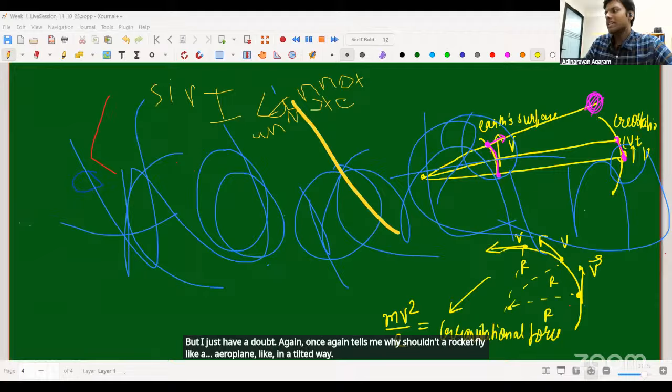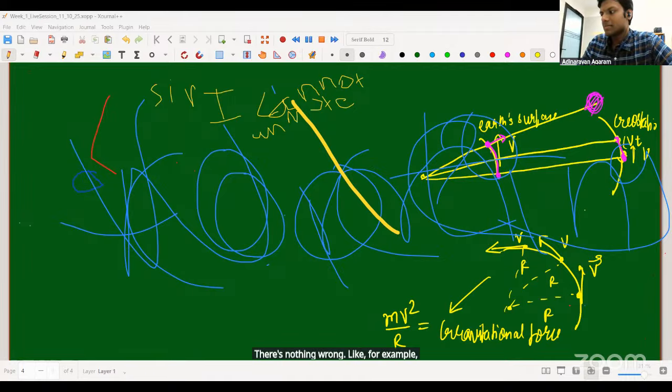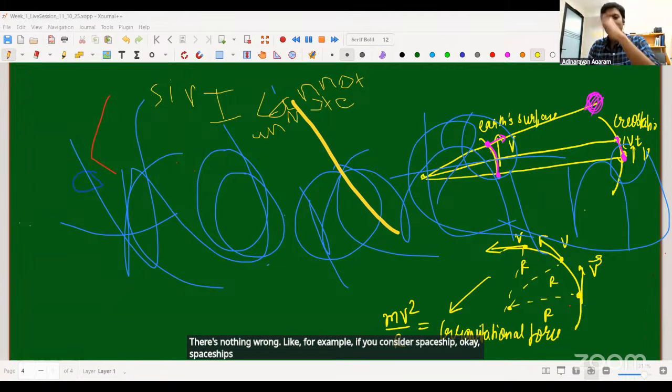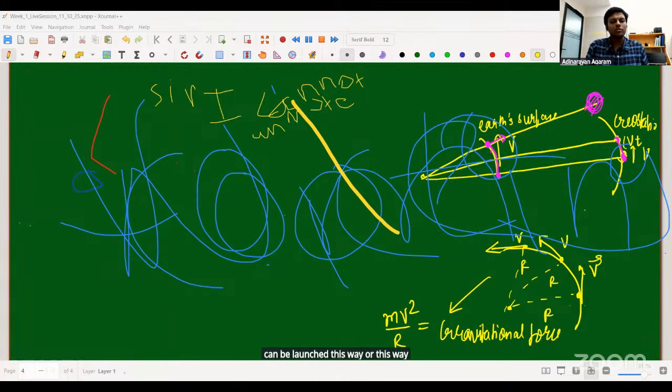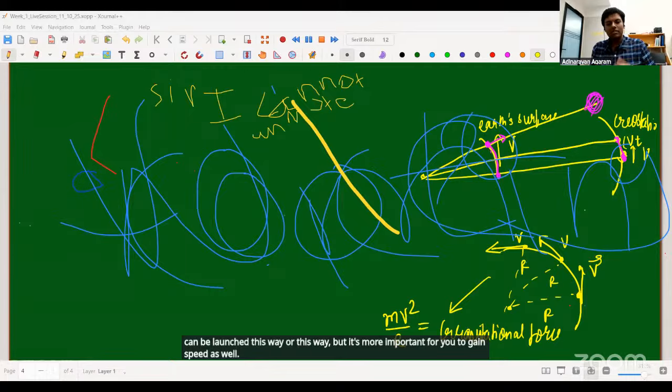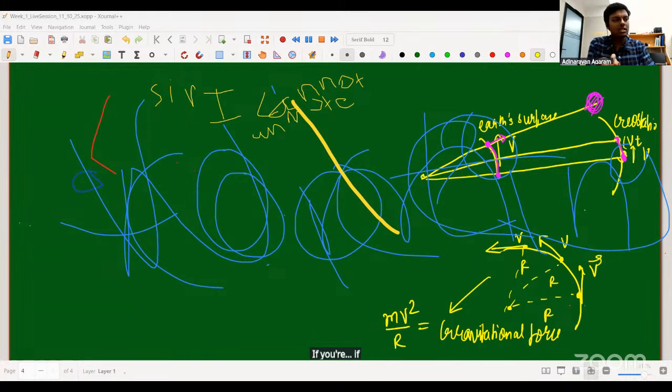There's nothing wrong. For example, if you consider spaceships, they can be launched this way or this way. But it's more important for you to gain speed as well. If you're able to use all the thrust that you have to go up vertically, that is more useful than going horizontally. That's probably one explanation. The other explanation is, say something fails. If you're vertical and something fails, it'll come back and fall there. So you have all safety measures there.